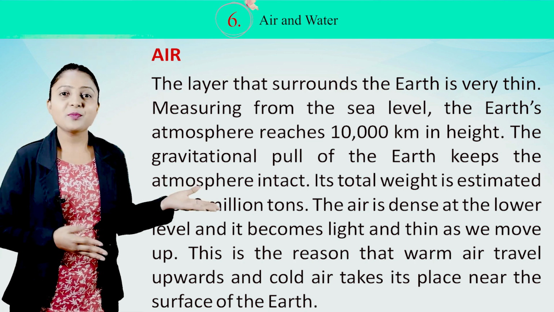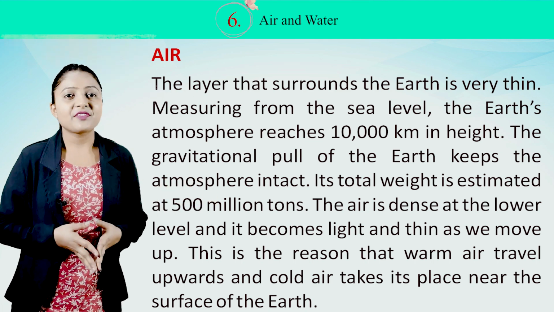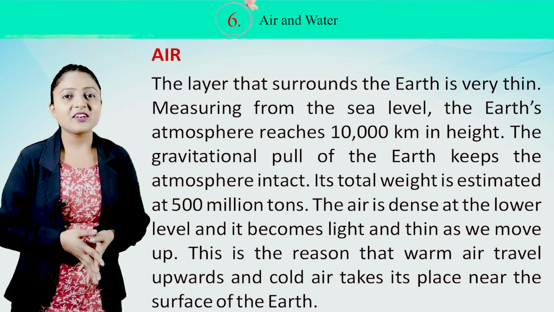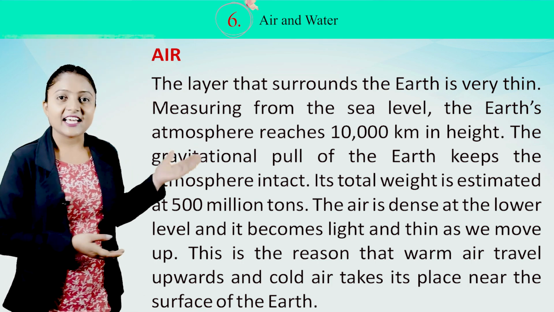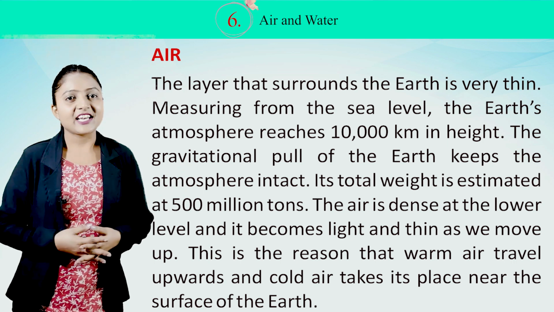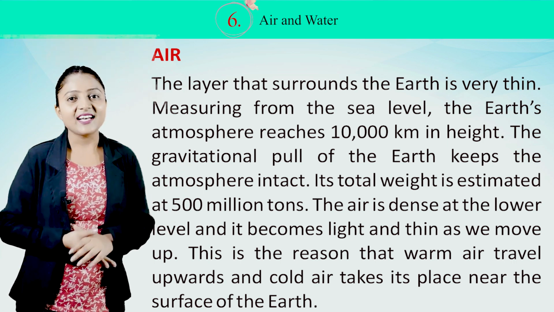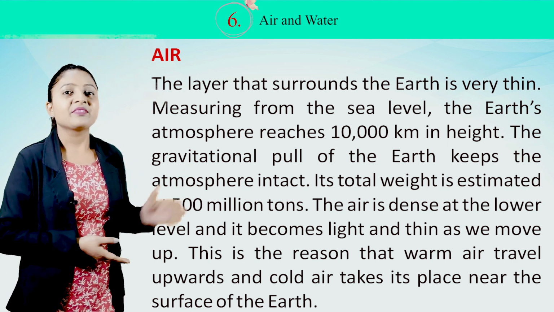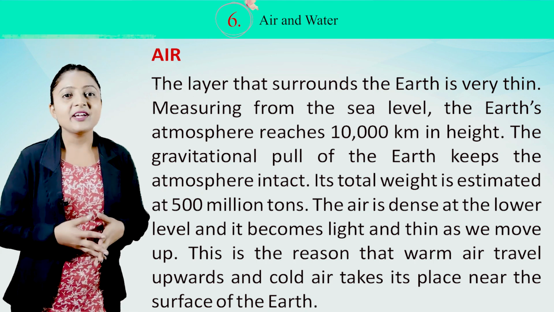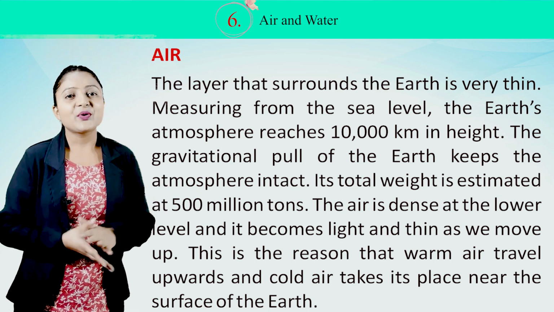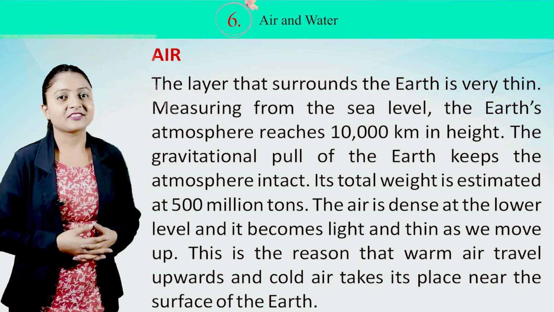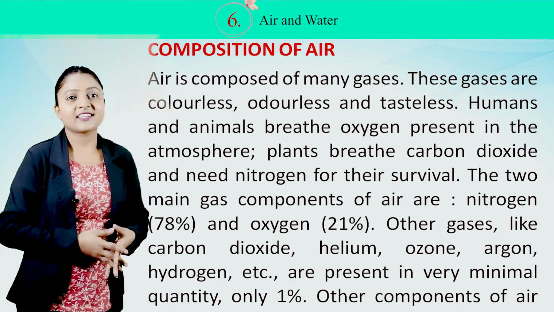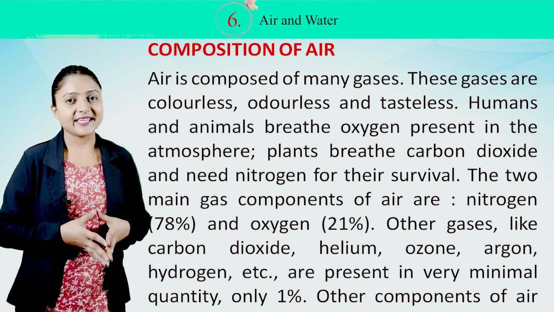The gravitational pull of the earth keeps the atmosphere intact. Its total weight is estimated at 500 million tons. The air is dense at the lower level and it becomes light and thin as we move up. This is the reason that warm air travels upwards and cold air takes its place near the surface of the earth. Composition of air. Air is composed of many gases.